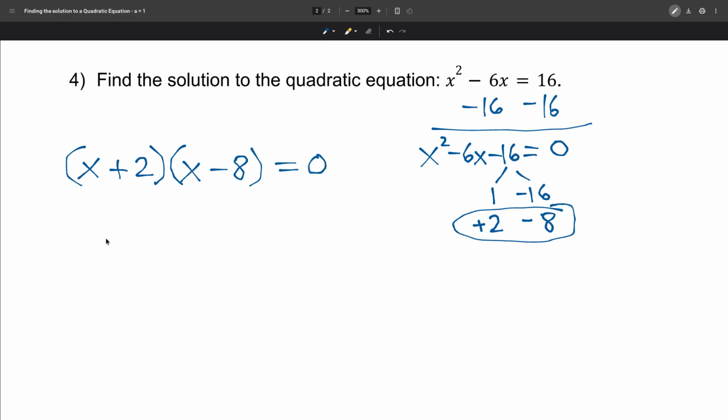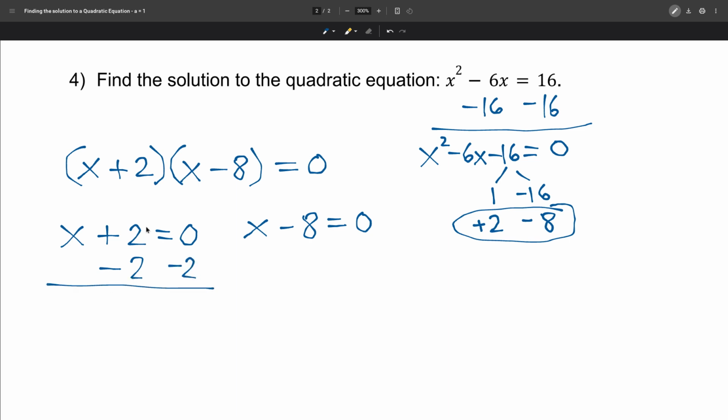Now I can set each of my factors equal to 0. So I'll set x plus 2 equal to 0, and x minus 8 equal to 0. I'm going to subtract 2 from both sides here. 2 minus 2 is 0, so we get x equals negative 2 as one of our solutions.